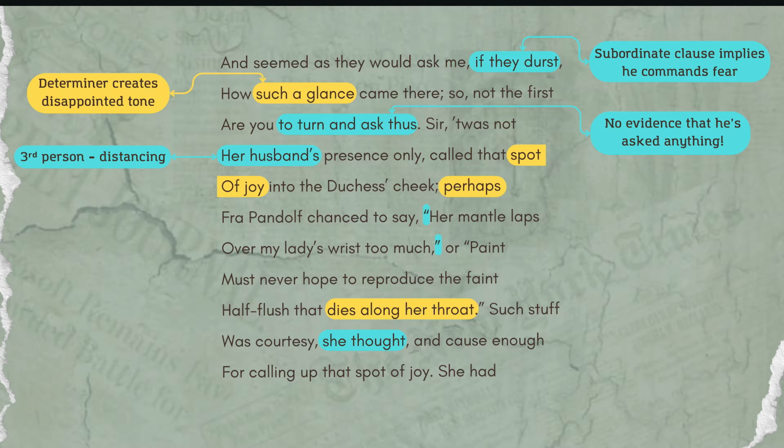Then we've got this third person, this distancing. 'Twas not her husband's presence only. He's removing himself personally from the situation and emotionally from the situation. So it was not her husband's presence that called that spot of joy. So we've got this connotation of blood, and we've got this enjambment here as well. Called that spot of joy into the Duchess's cheek.